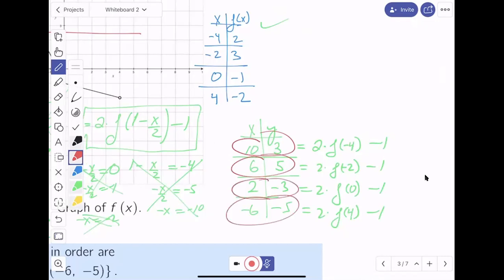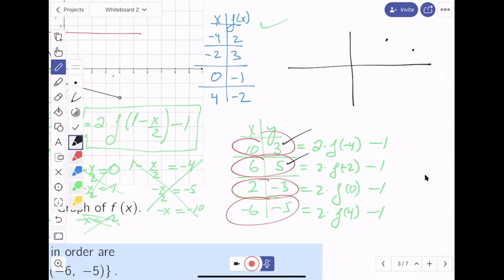But they did ask me to graph it. Now, granted, I'm not very good at drawing pictures. I'll do my best job. 10, 3. What's that going to look like? 10, 3. Maybe over here somewhere. That point's done. 6, 5. Right about there. All right.